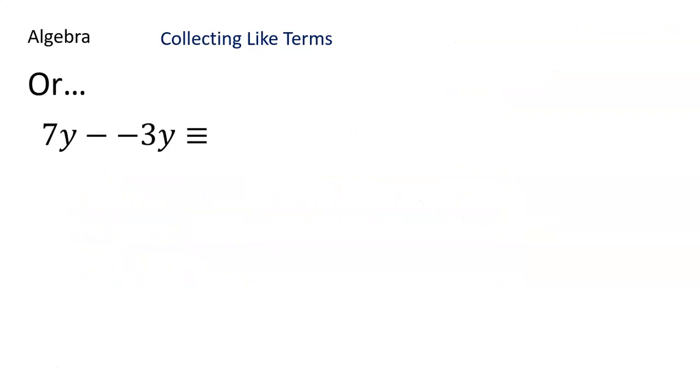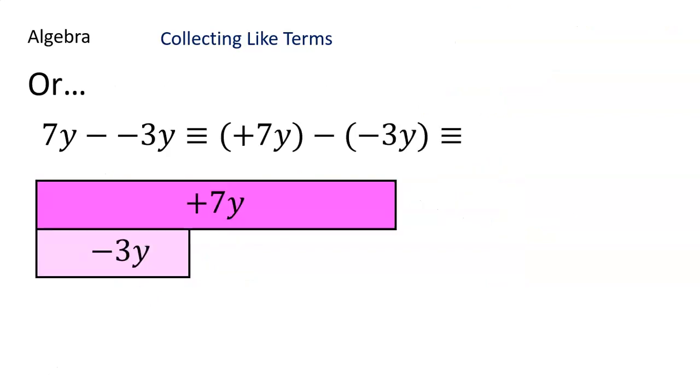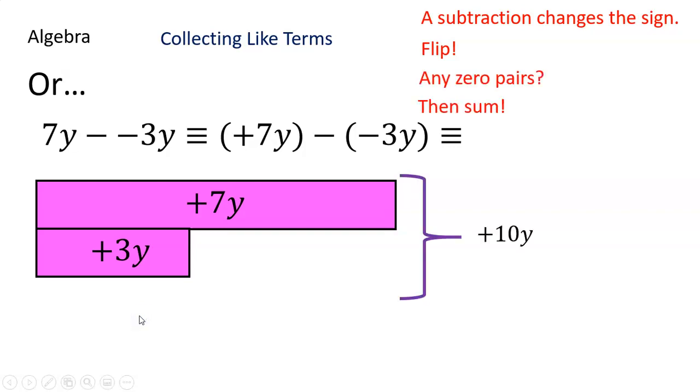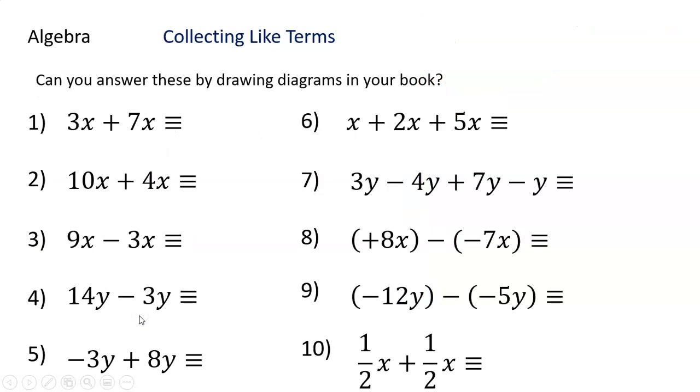I could do the same with the bar model, and I would need to flip my bar to make a positive 3y and then sum. Can you pause the video and have a go at drawing out counters to help you answer these questions?